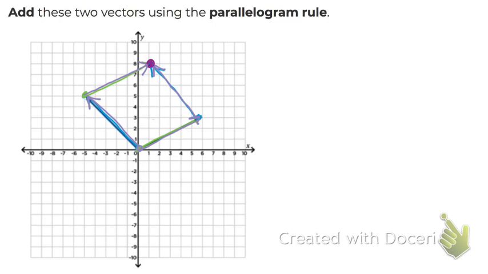So that is our solution, and if we draw a vector from the origin to this purple dot, we see that we're going over to the right one, so positive 1, and up 8, so positive 8.